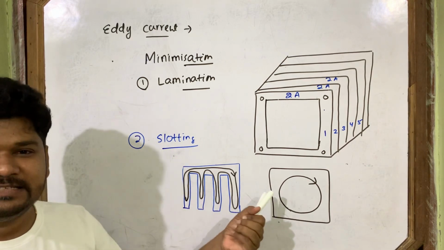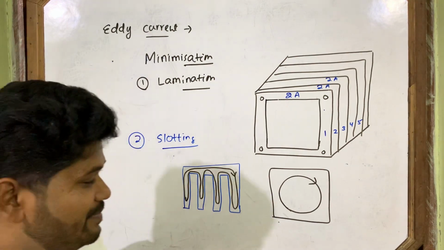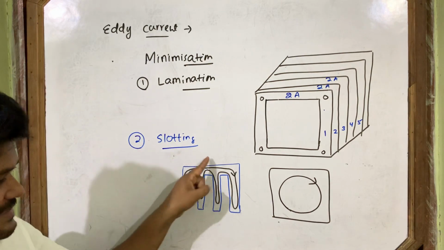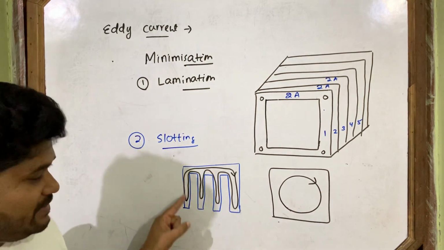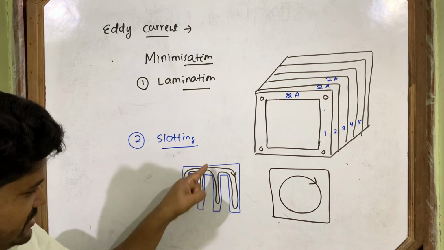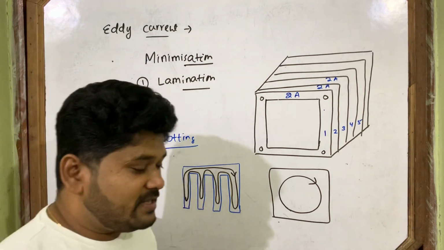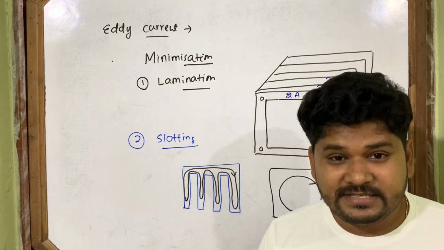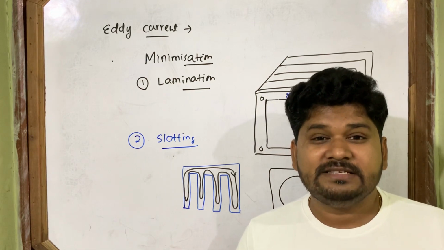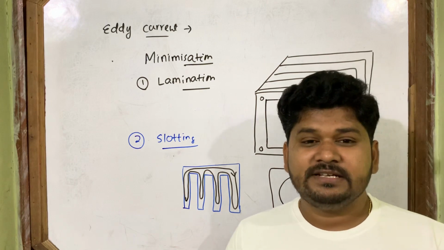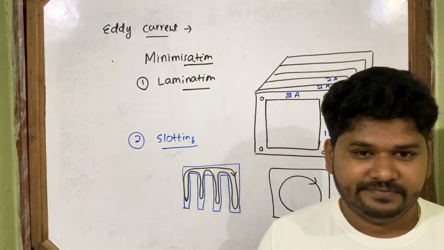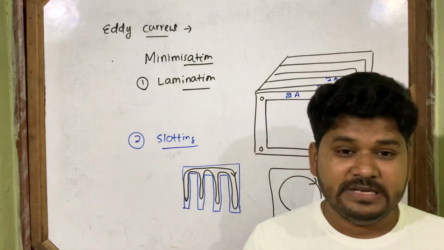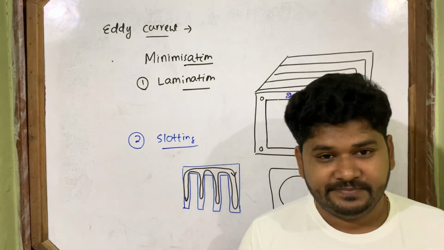Effective resistance increases because effective path length increases. Here the path is this much, but here the path is this much. So what is the advantage of slotting? Effective path length increases, so effective resistance increases. Hence eddy current decreases. So this is the method to minimize eddy current.